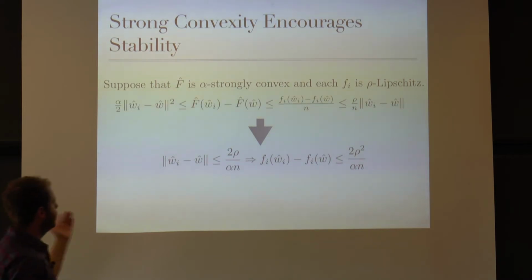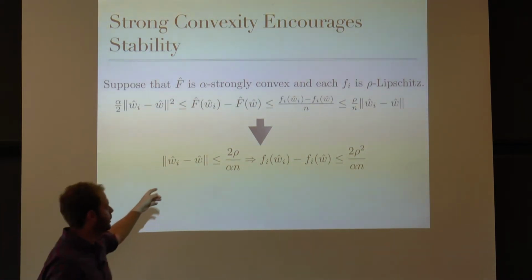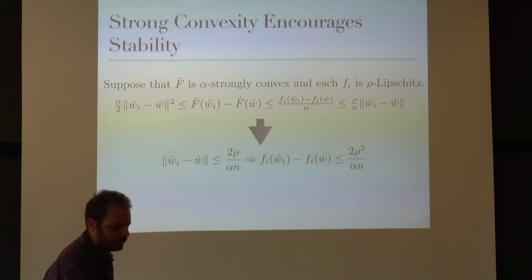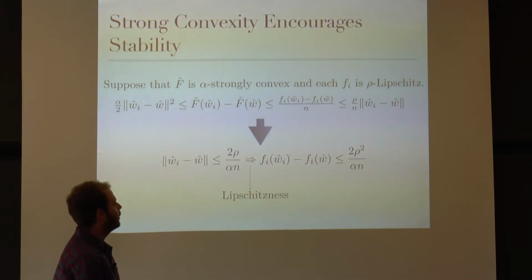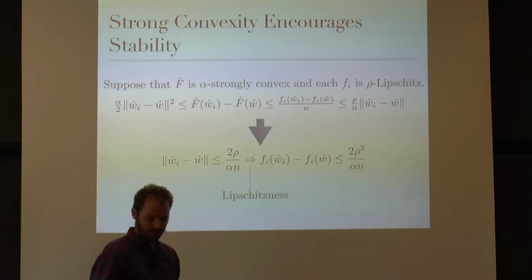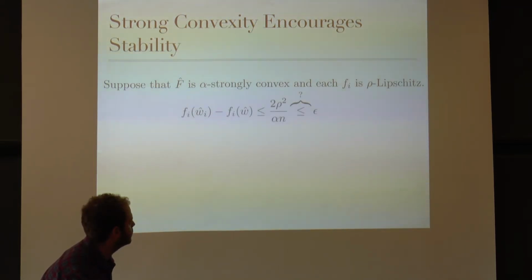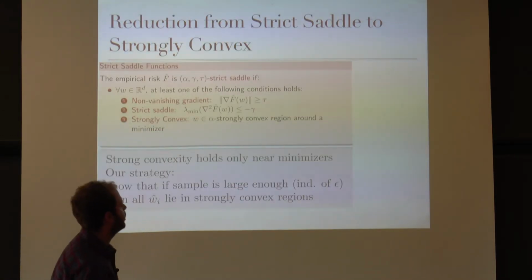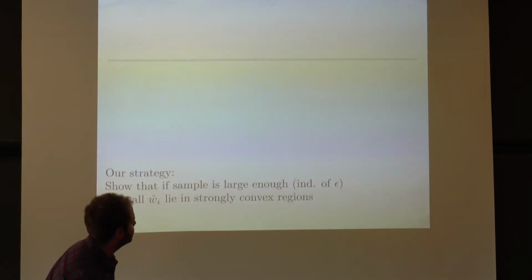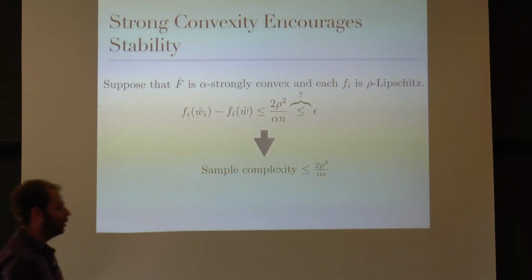And by rearranging, we obtain a bound on the Euclidean distance, and using Lipschitzness once again, we obtain the bound that says that the difference between the loss is bounded by 2 rho squared over alpha n. And if we want this to be smaller than epsilon, we obtain that the sample complexity is bounded by 2 rho squared over alpha epsilon.